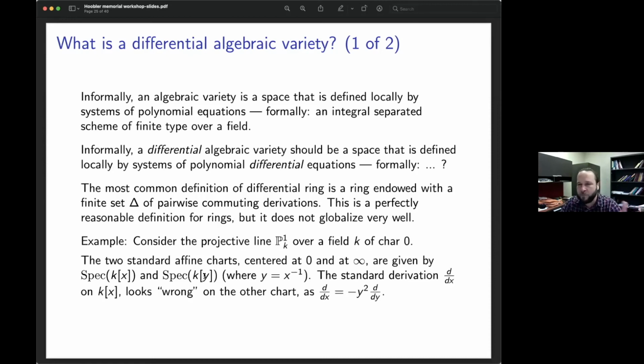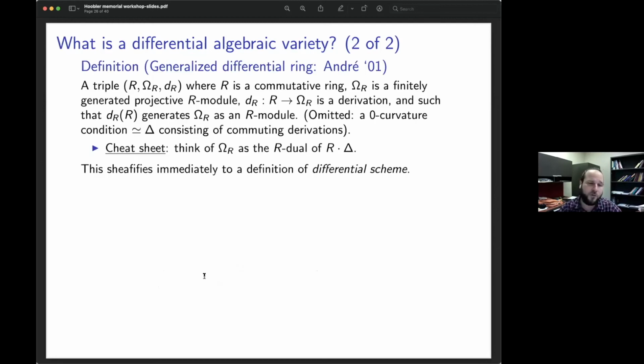Okay, so there's nothing wrong with the definition, but if you start looking at projective varieties or more global objects, some charts look beautiful and some charts just look strange. For this purpose, we decided to adopt a more relaxed notion of what a differential ring is. And the notion is technical. So here's the definition.